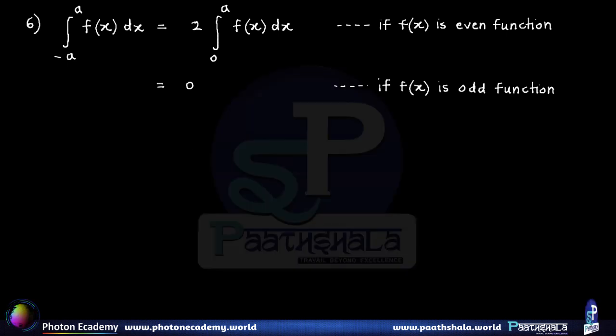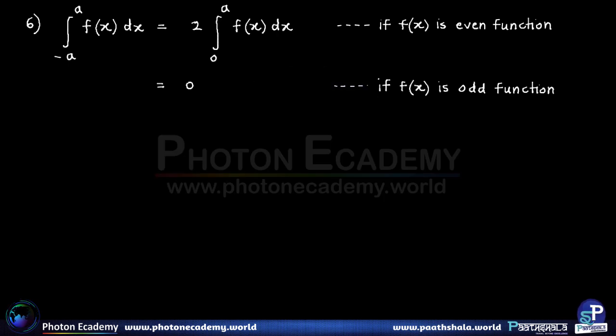It says that the integral of the form where the limits are from minus a to a. So this is what we should remember. The limits are the negatives of each other, so that is from minus a to a f of x dx is given by either of the two values as shown here. Now it depends on whether the function f of x is an even function or odd function.